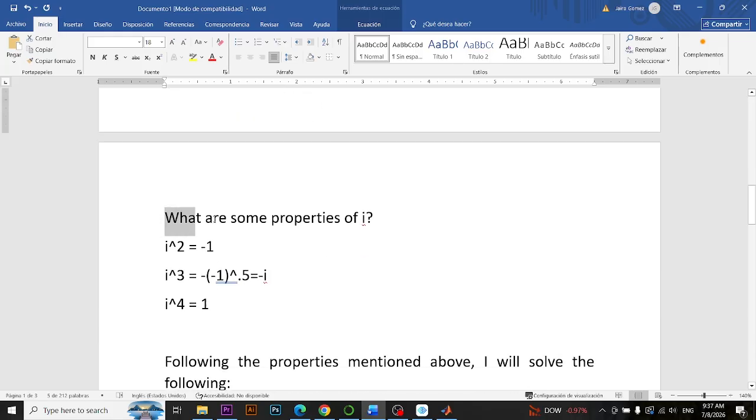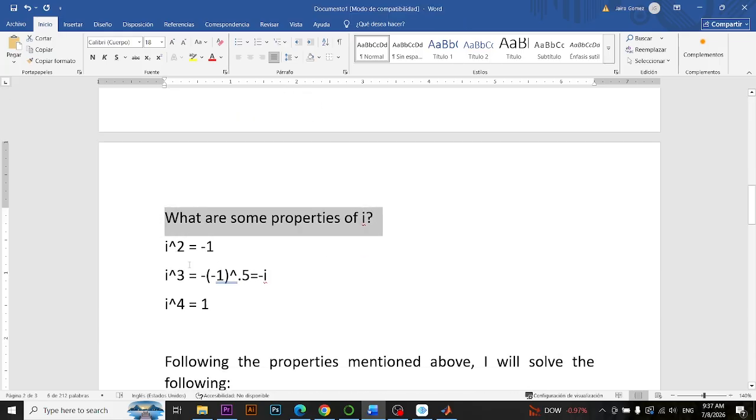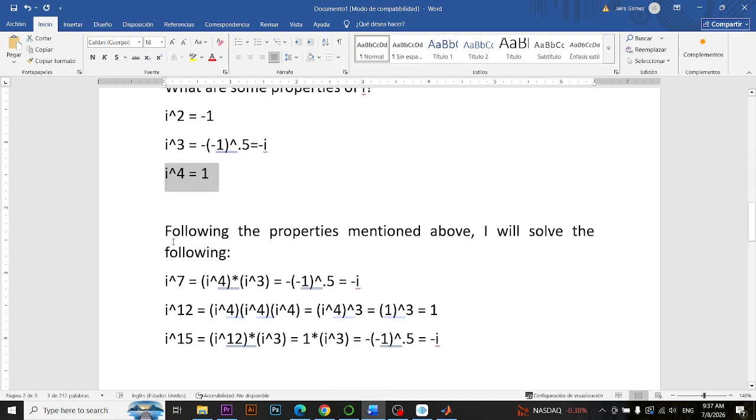So what are some of the properties of i? Well, i squared is equal to -1. i cubed is equal to minus i, and i to the fourth is equal to 1. Following the properties mentioned above, I will solve the following. So what is i to the 7th?